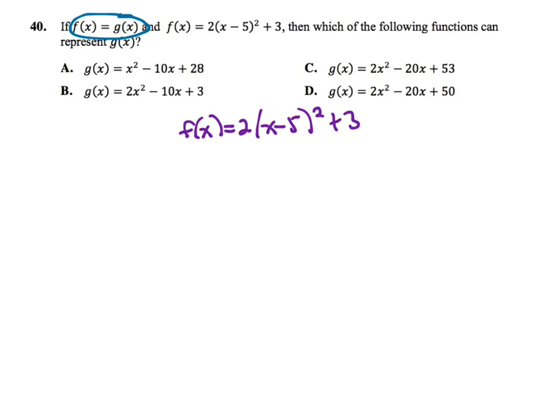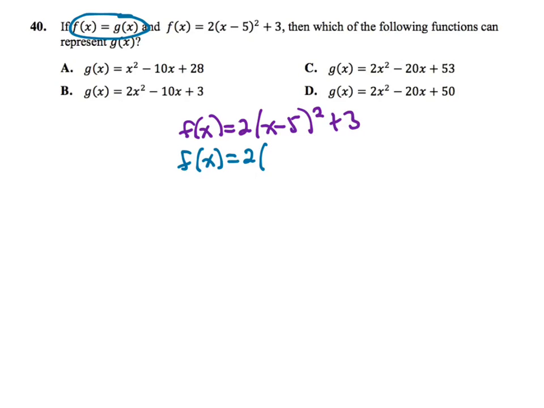Basically, what they're asking us to do is, here it is in vertex form. All of our answers are in standard form. They just want us to convert to standard form. So f of x is also equal to, well, what do I have to do first? Order of operations, say I have to square first. So I will have 2 times, well, what is x minus 5 squared?